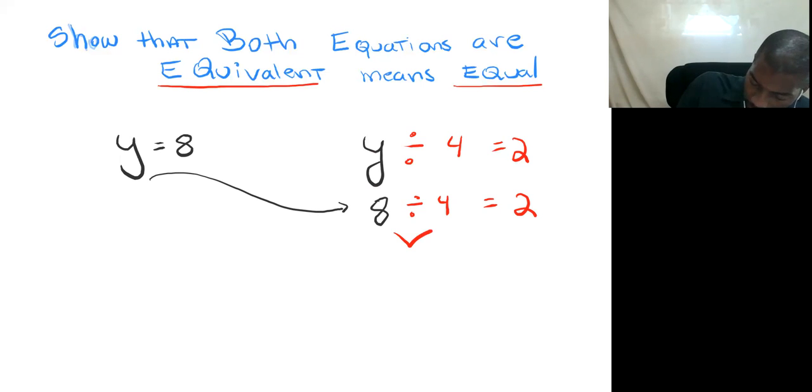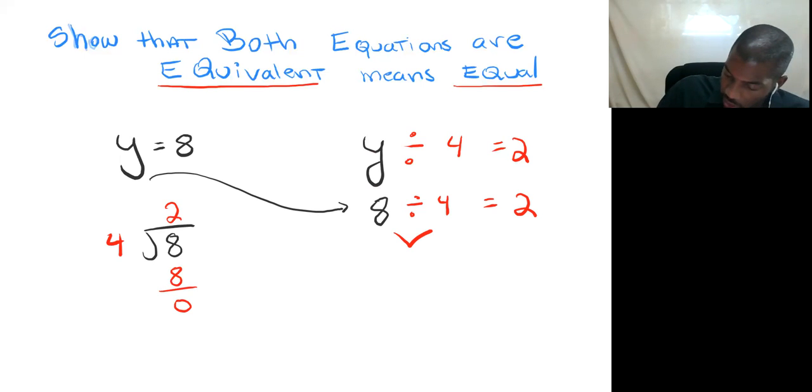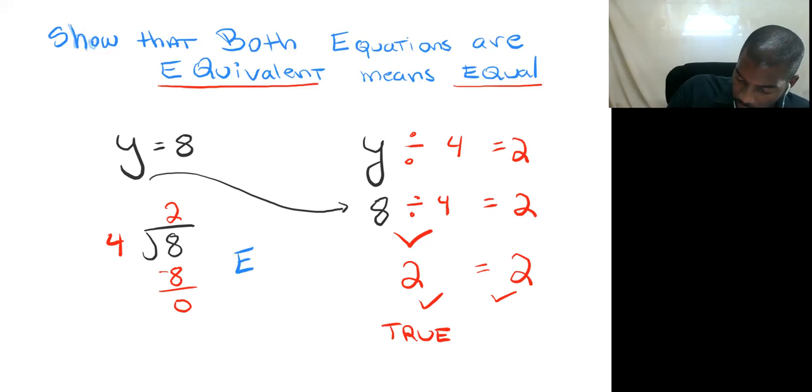Well, how do I know that? Well, 8 split into 4. 4 goes into 8 twice. 2 times 4 is 8. 8 minus 8 is 0. That's good. So 8 divided by 4 is 2. 2 does, in fact, equal 2. The statement came out true. Therefore, these two equations are equivalent.